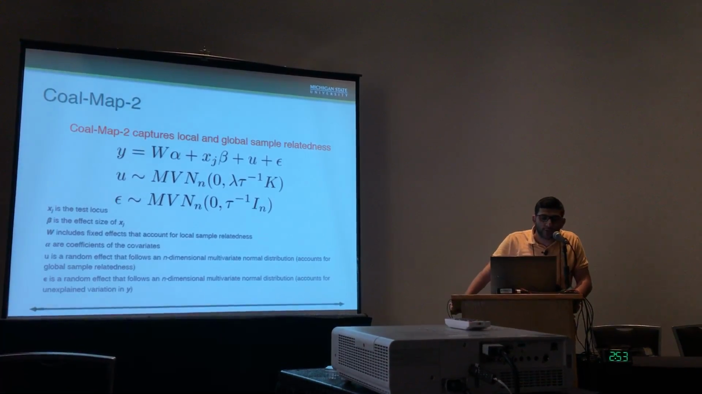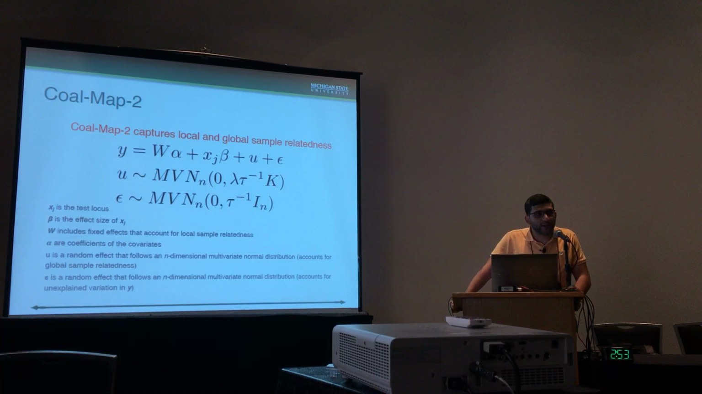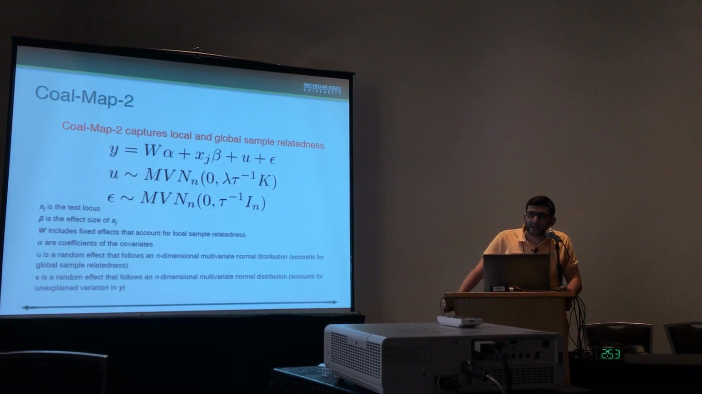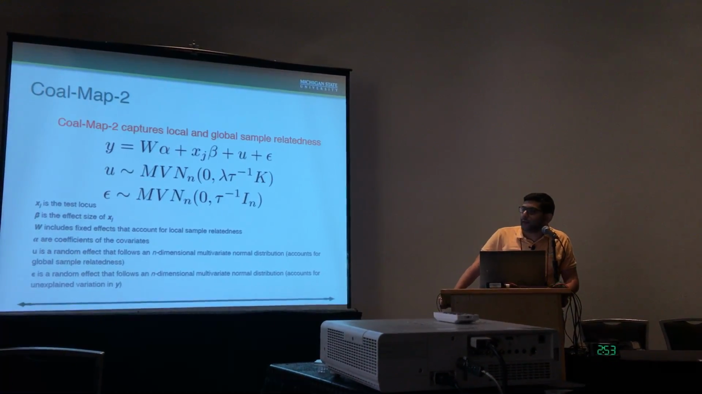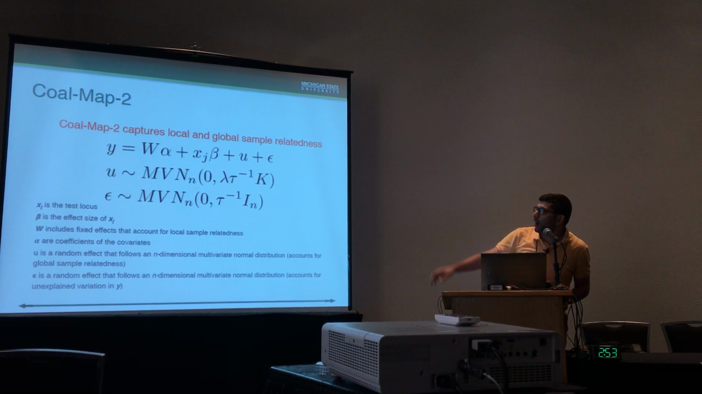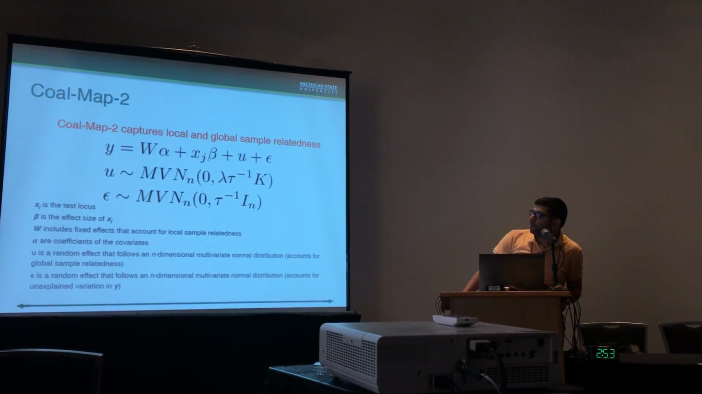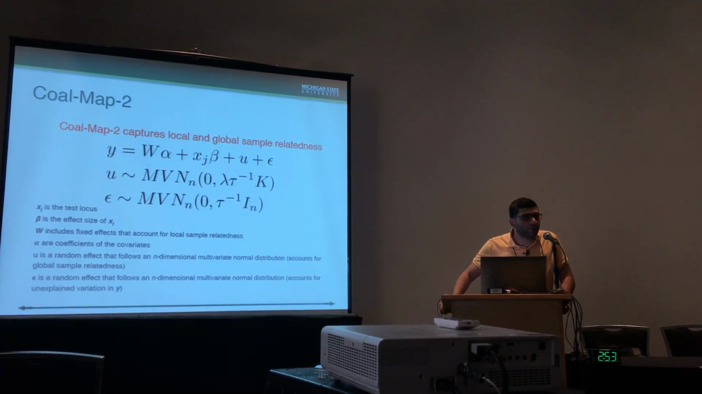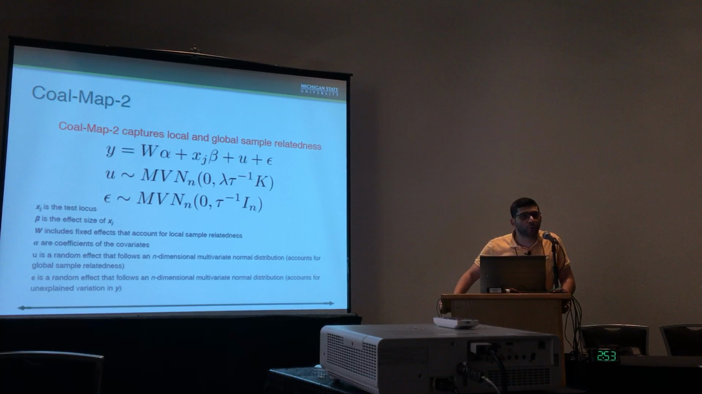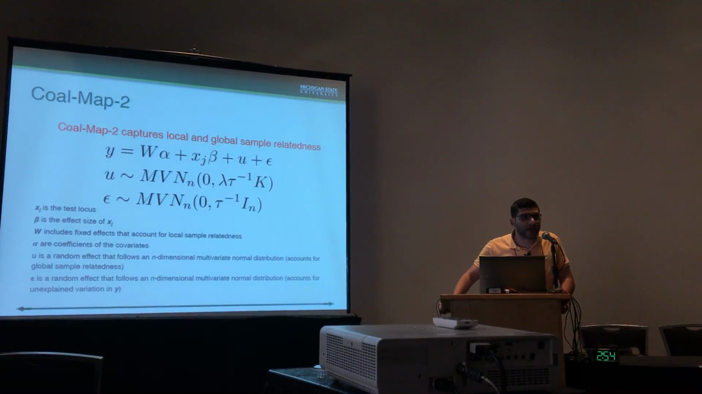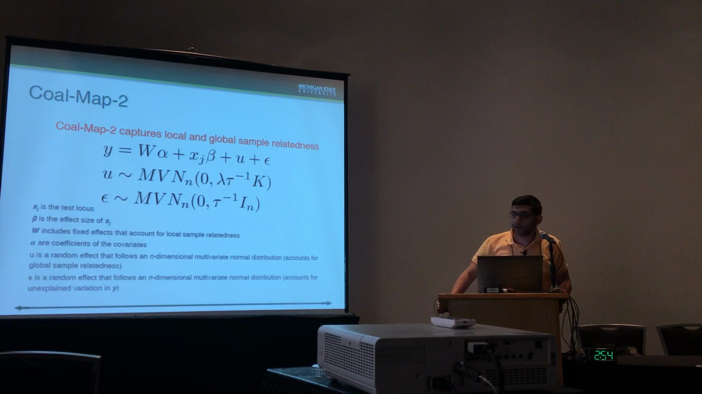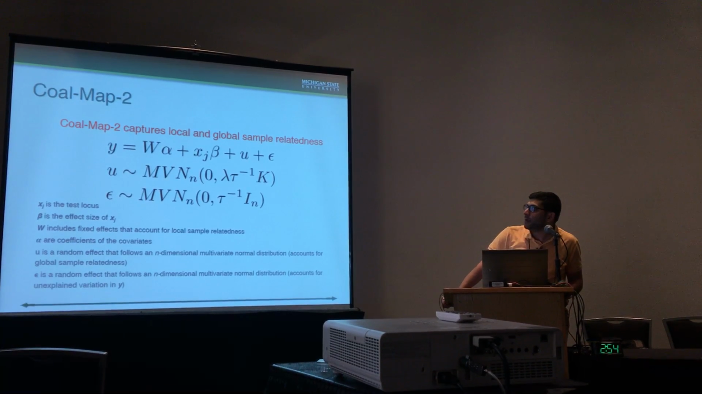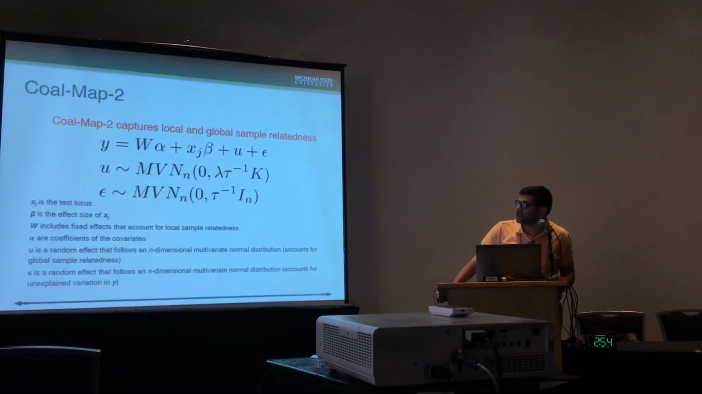So basically, we developed Coal-Map-2, which captures both global as well as local sample relatedness. Coal-Map-2 utilizes a linear mixed model to evaluate the relationship between the phenotype Y and the test locus xj. In this equation, W is a fixed effect matrix containing covariates, which are used to model the local sample relatedness, or the sample relatedness in the introgressed regions. Alpha are the coefficients of these covariates located in W.